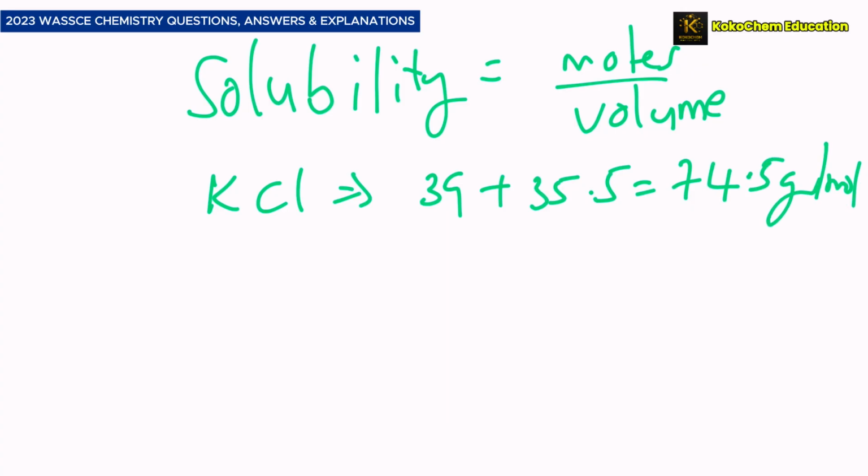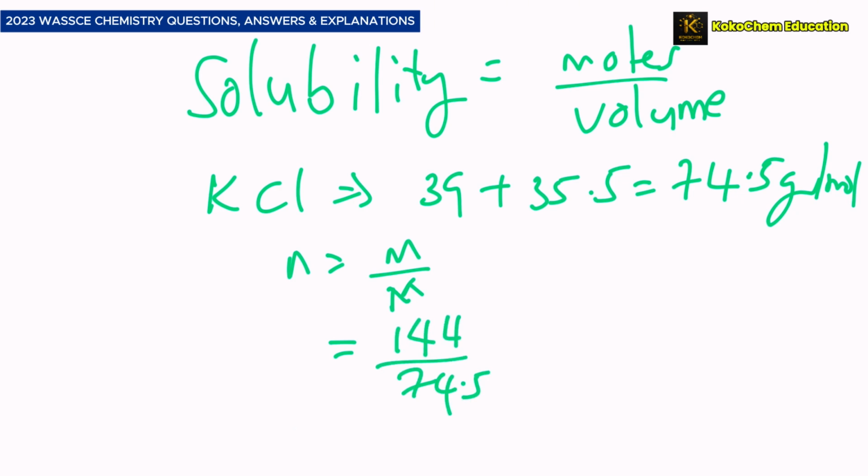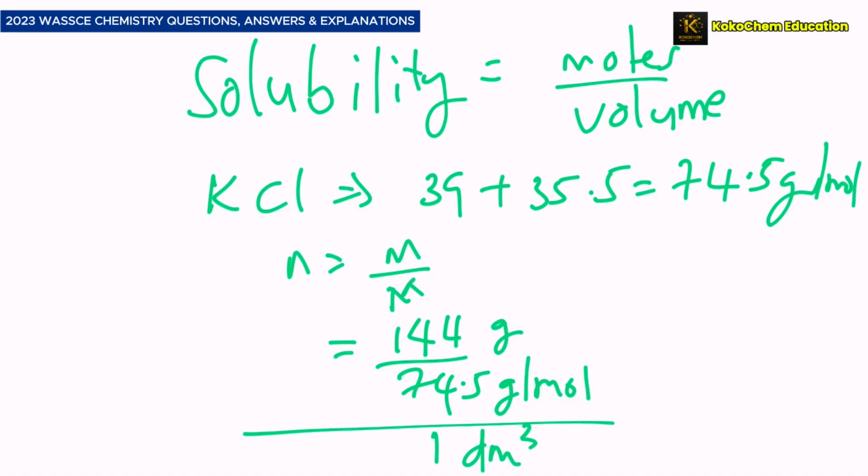Now that you have the molar mass, moles equals mass over molar mass. So we have 144 divided by 74.5, and since it dissolves in 1 dm cubed, you can divide the whole thing by 1 dm cubed. So the solubility, if you do the calculation, will be 1.93 mole per dm cubed.